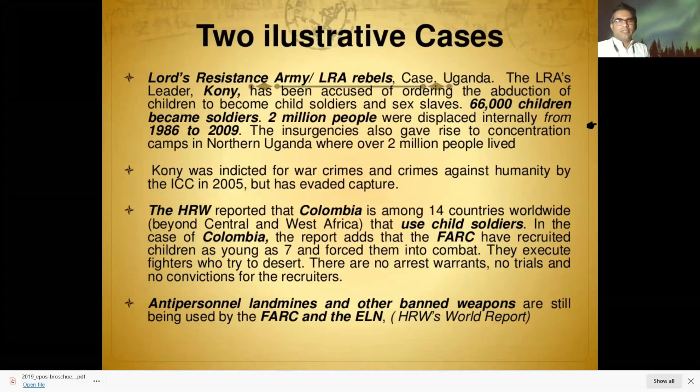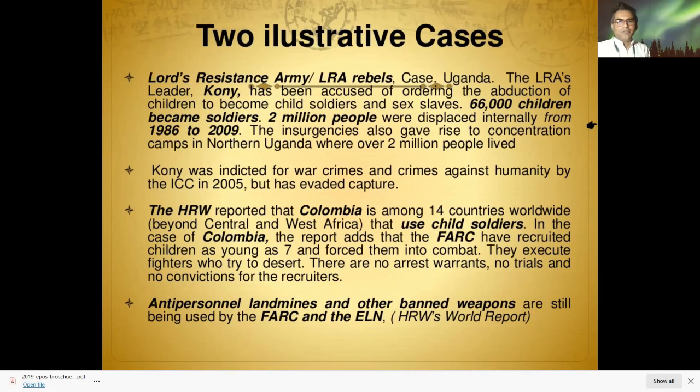In the Lord's Resistance Army case of Uganda, the LRA's leader Kony has been accused of ordering the abduction of children to become child soldiers and sex slaves. 66,000 children became soldiers, and 2 million people were displaced internally from 1986 to 2009. The insurgency also gave rise to concentration camps in northern Uganda where over 2 million people lived. Kony was indicted for war crimes and crimes against humanity by the ICC in 2005, but has evaded capture.